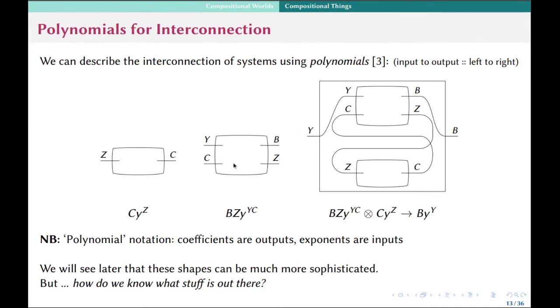And we can make this a bit more complicated. Here's one that has outputs in B^Z and inputs in Y^C. And now the morphisms of polynomials are going to be ways of wiring things together. So here we've got two systems, the two systems I've drawn on the left, and we put them in a box next to each other. And putting things next to each other corresponds to doing this monoidal product, this tensor product thing here.